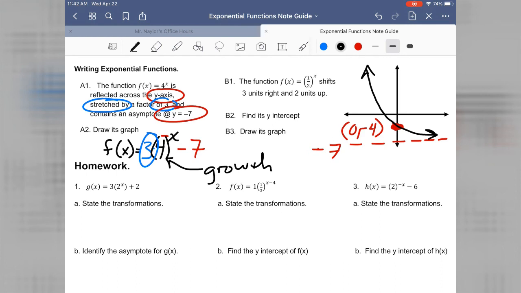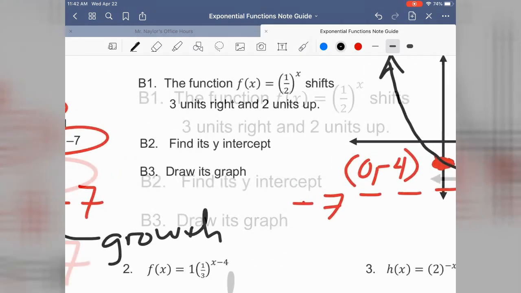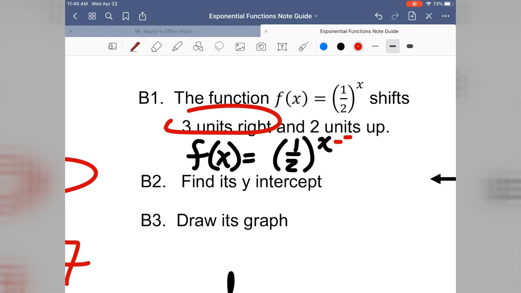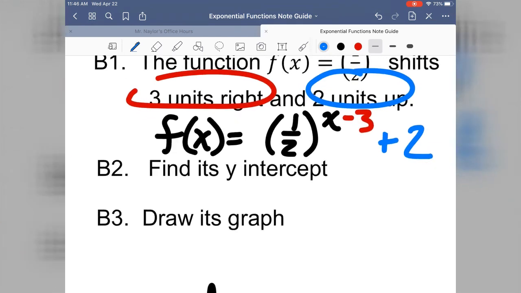Do you want to try to do letter B on your own? Now, if you build off of what you have, you would be able to take the 1/2 to the x and definitely subtract 3 as it's shifted to the right 3, but notice that that is up in the exponent. And then we can shift up 2 units. We're going to put that at the end of the equation. That's all we got, but I thought I would have you think about the y-intercept.